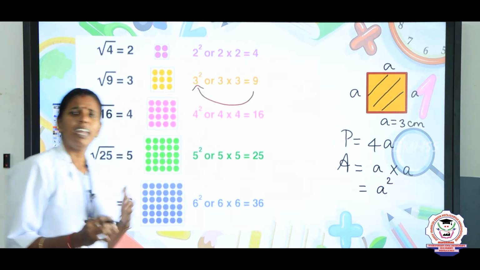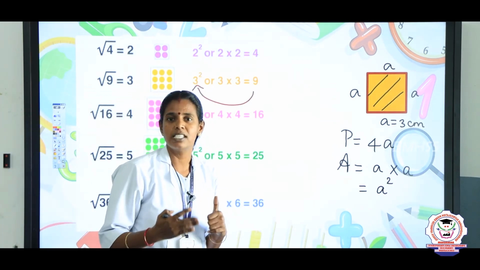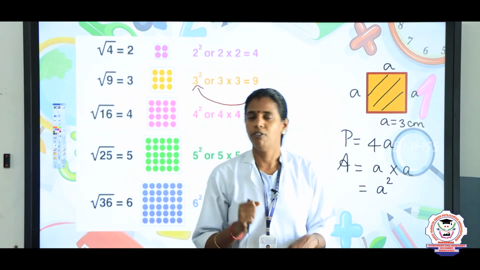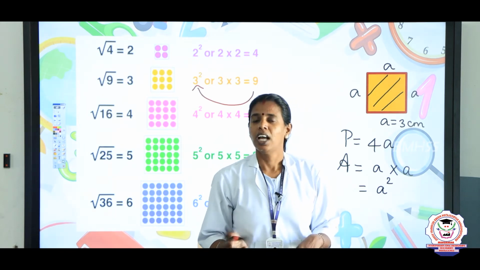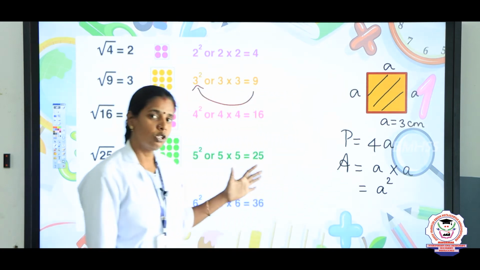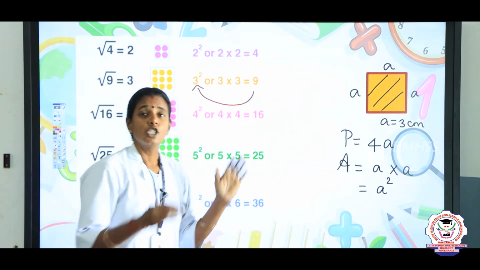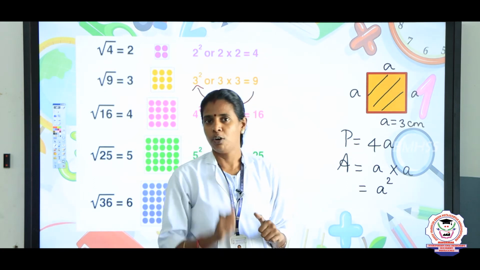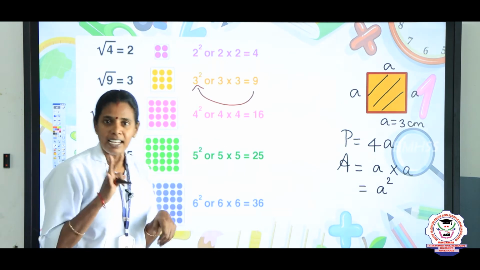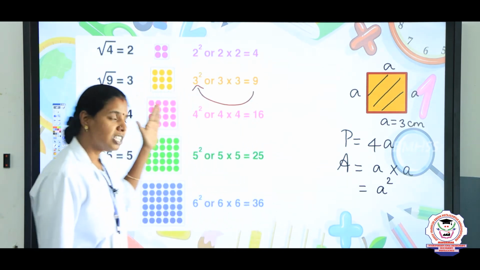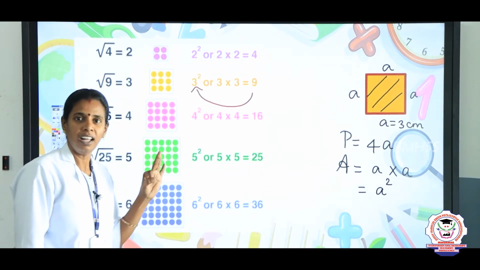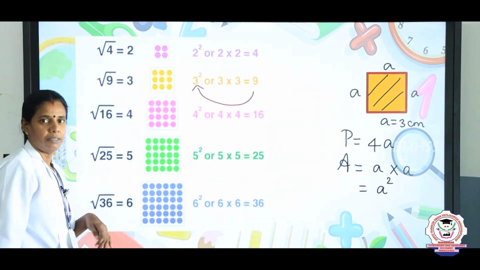In maths, we have the reverse also, that is the inverse. For subtraction, the inverse is what? Addition. For division, the inverse is what? Yes, for division, the inverse is multiplication. Likewise, in squares also we have an inverse, that is, squaring is the inverse of square root. Okay. See here, 9 is the square of what number? 9 is the square of 3. The inverse is that 3 is the square root of 9.